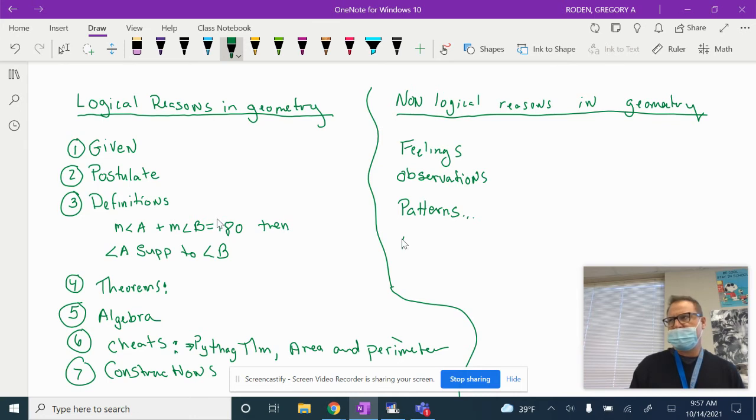Pictures are nice, but pictures are not proof. Pictures can help us understand things, but how something looks is not always going to be a logical reason. What else, Mr. Roden? Feelings, observations, opinions. Your opinions don't matter in geometry.